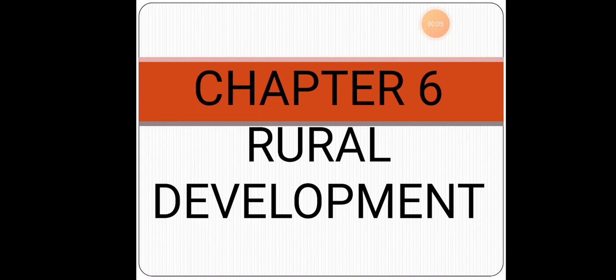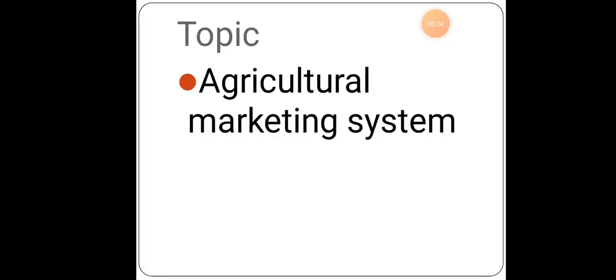So today we'll continue under Indian Economy Chapter 6, Rural Development. In the earlier session we had studied the credit or loan facility given to the rural people, that is the village people, to do any kind of business or agriculture. Today we will study the agricultural marketing system.